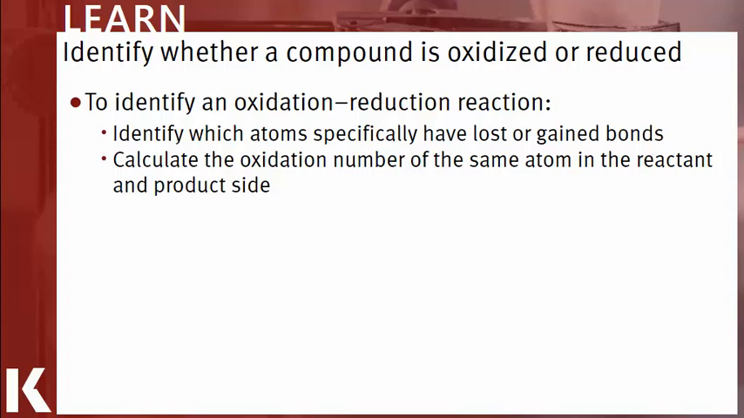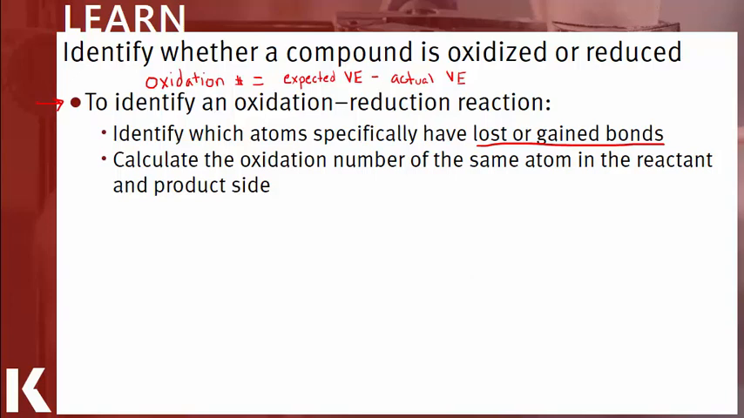In order to determine if an atom is oxidized or reduced, you'll have to first be able to identify an oxidation reduction or redox reaction. In this video, you'll have to identify which carbon is losing or gaining bonds. Then you'll have to assign oxidation numbers to that same carbon for the reactant and product side. Remember that oxidation number equals the number of expected valence electrons in the atom of interest minus the actual number of electrons. If it truly is a redox reaction with the gain or loss of bonds, the oxidation number will not be the same between the atom on the reactant and product side.